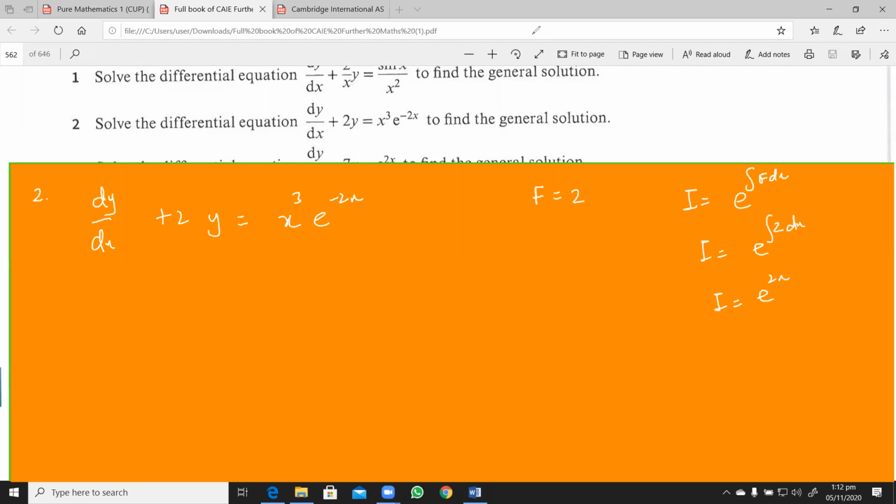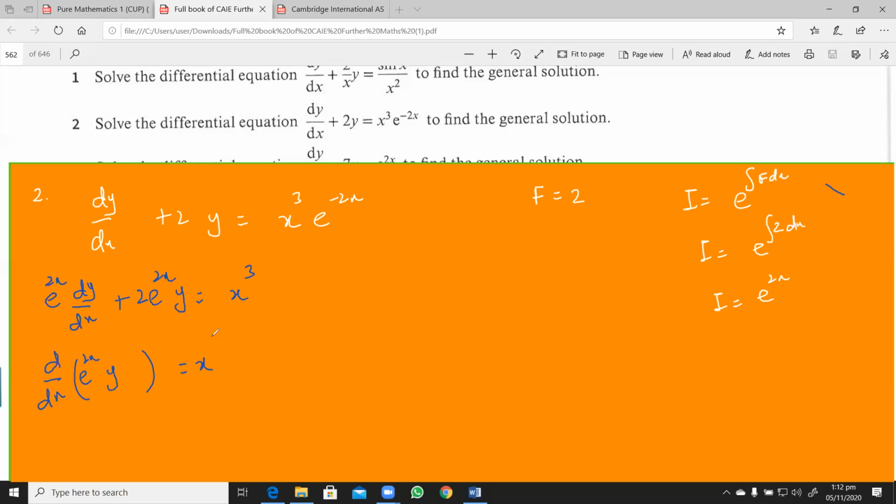So we have, let me see how the blue looks. Okay, that looks nice. This is e raised to power 2x dy by dx plus 2 e raised to power 2x y. When I multiply this with e raised to power 2x, this will go away. We just have x cubed over here. What is this d by dx of? Sir, e to the 2x times y. Very good, mashallah.